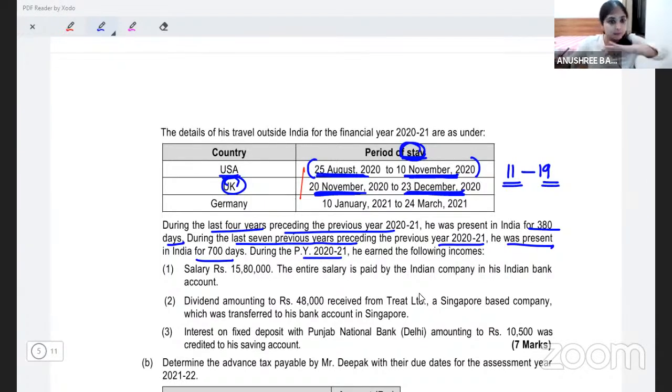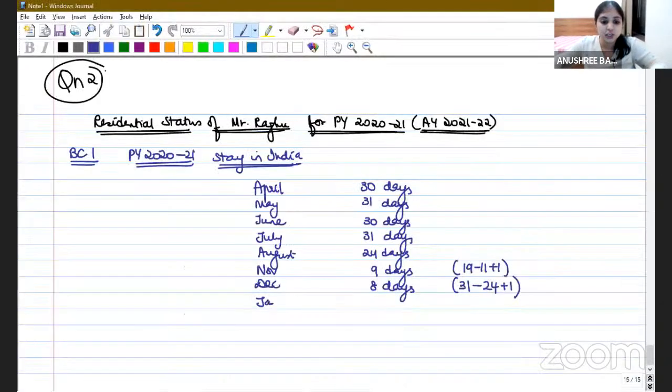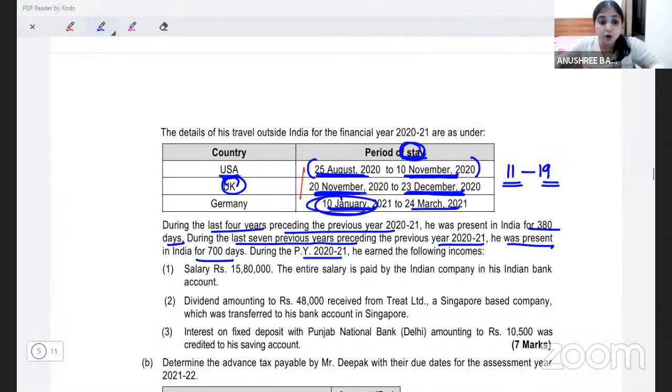Till 10th November, count as USA. 11, 12, 13, 14, 15, 16, 17, 18, 19, India. 20 November and 23rd December, both count in UK. 24th December onwards, India. That is why 31 minus 24 plus 1. Then January, 10th January to 24th March counted in Germany. So in January, India only 9 days. 10th January also counted as Germany. So only 1 to 9, only 9 days in India.